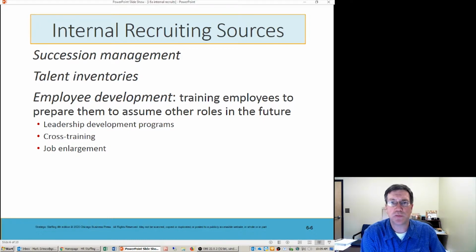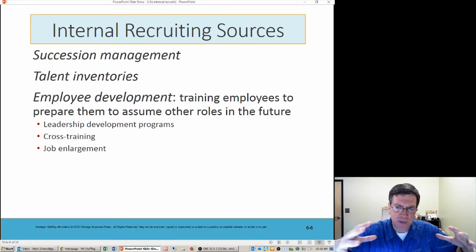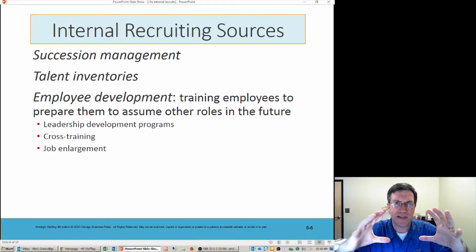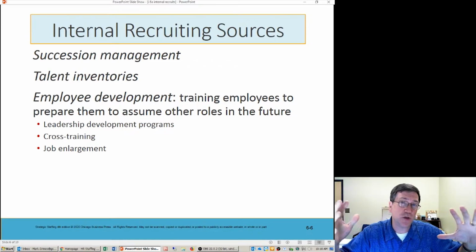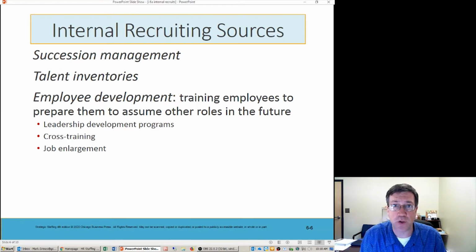Job enlargement, as you remember from both organizational theory and behavior and principles of management, is the idea that we don't really change your title, but where you did have this small circle of activities, we're making that circle larger. We're giving you new things that are similar to what you were already doing. It's not moving into something totally different.